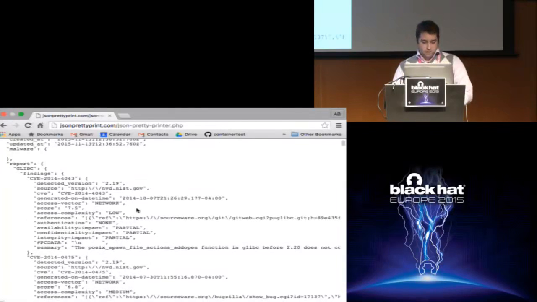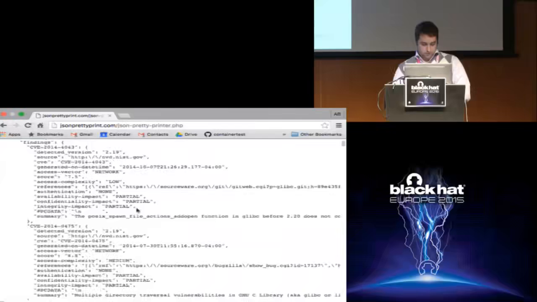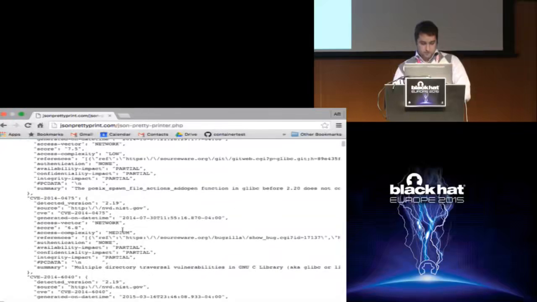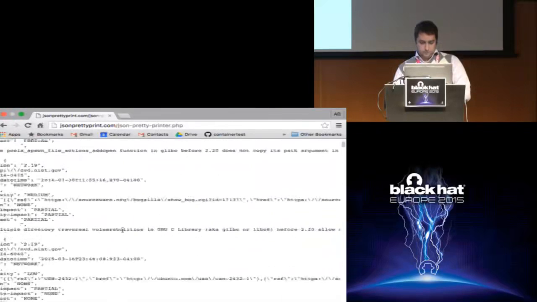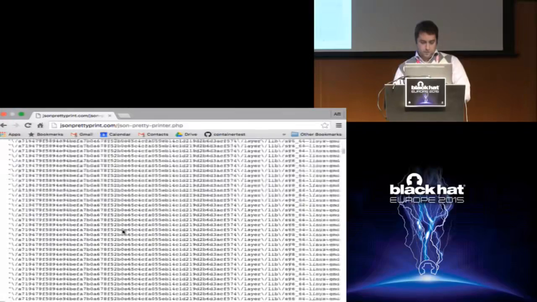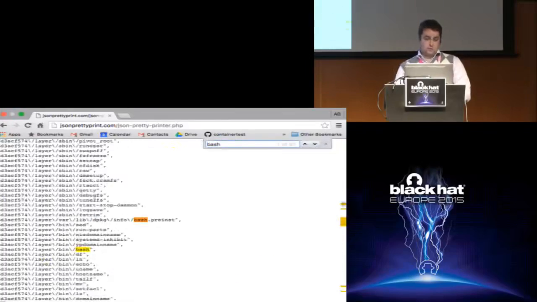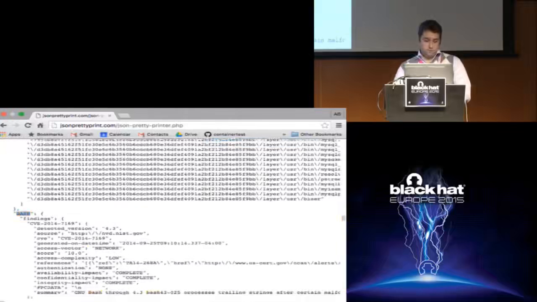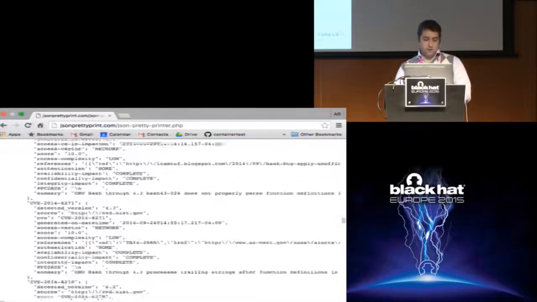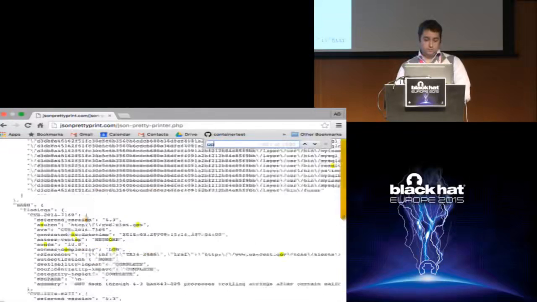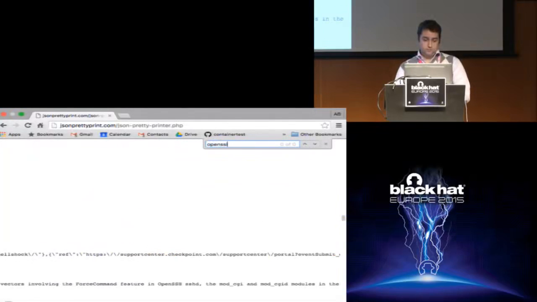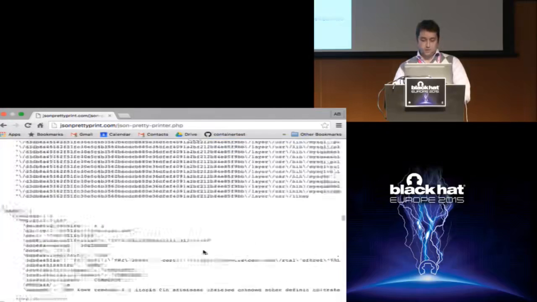But there are also vulnerabilities in, let's see. Yeah, these ones are glibc. Yeah, bash vulnerabilities. No SSL vulnerabilities.